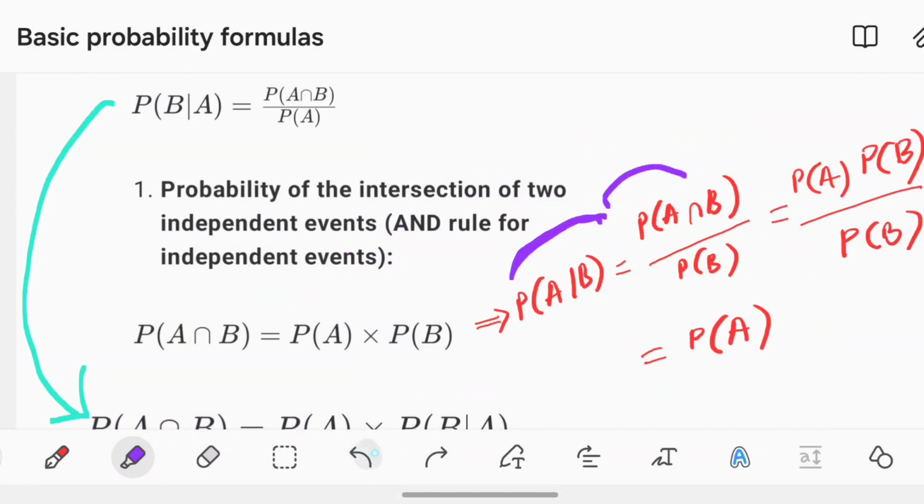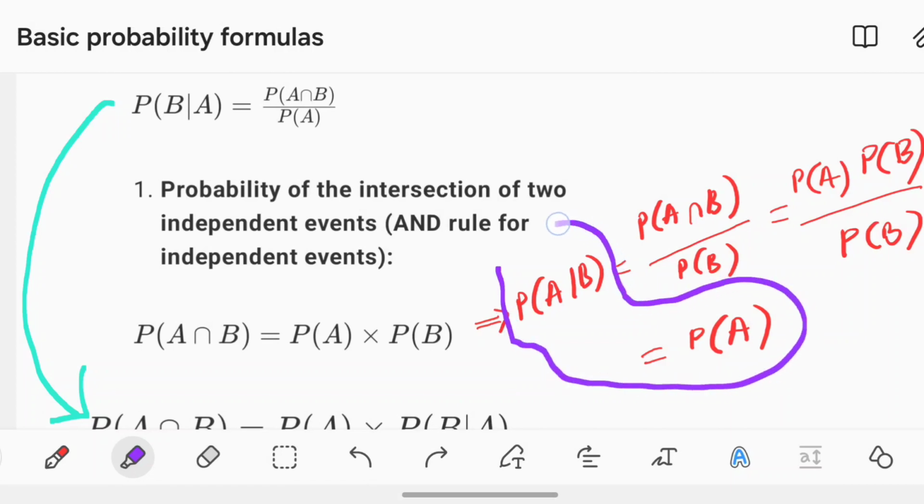So in summary, these two quantities are equal when A and B are two independent events. So in summary, the probability that A happens conditioned on B is equal to the probability of A if A and B are two independent events.